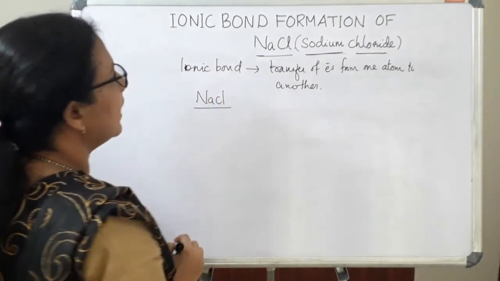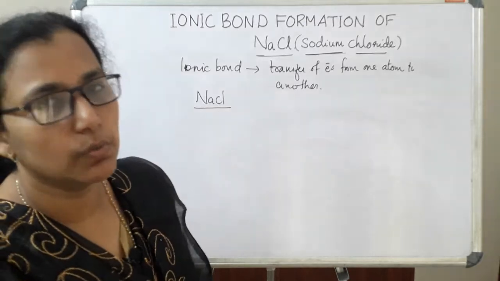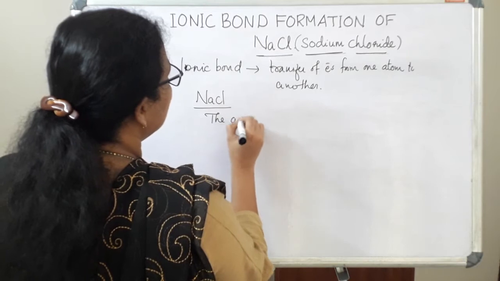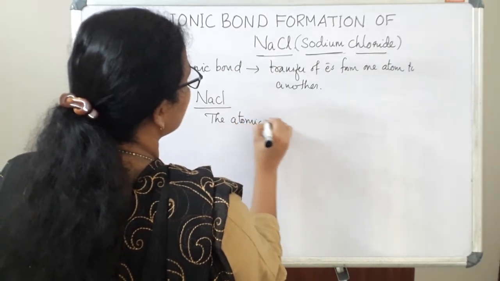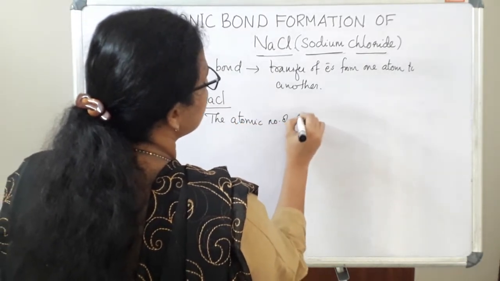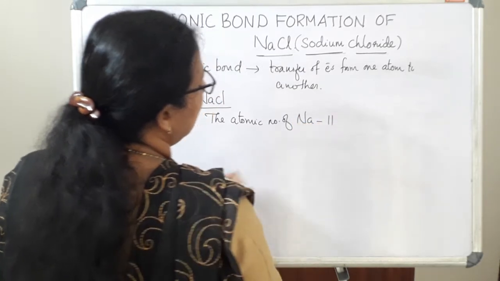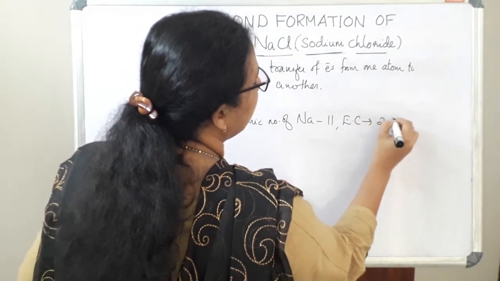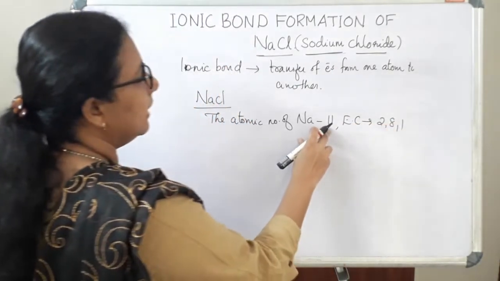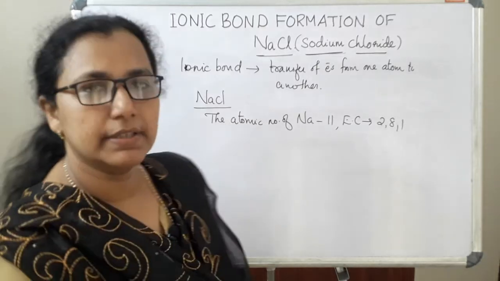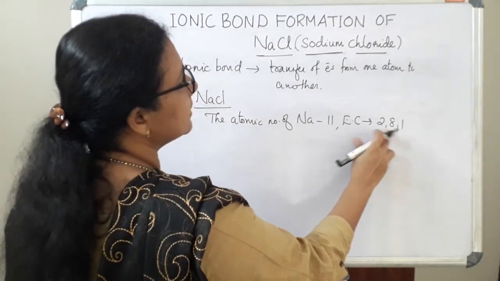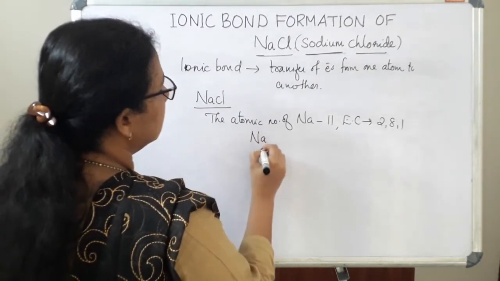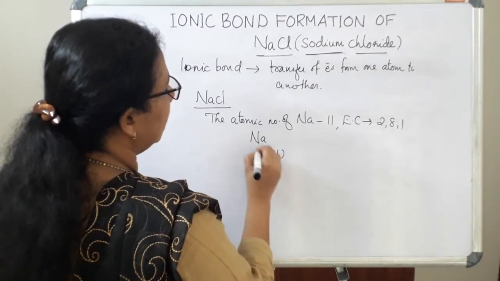How does an ionic bond form in the case of sodium chloride? For that we can write the atomic number of sodium. The atomic number of sodium is 11 and the electronic configuration is 2,8,1. So there are 11 electrons in a sodium atom.